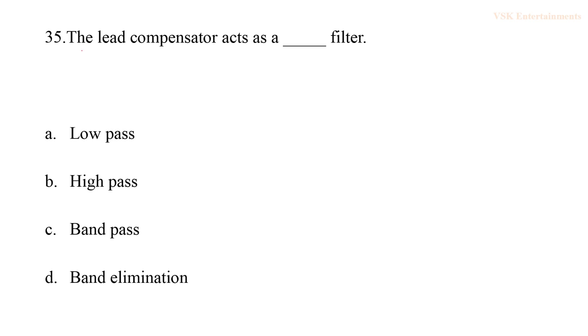Coming to next bit, that is, the lead compensator acts as a dash filter. Options are low pass, high pass, and band elimination. Okay, here just by knowing the property of lead compensator, we can conclude which type of filter. The property of lead compensator is, it allows only higher order frequencies. Coming to filters, filter is a circuit which allows a certain amount of frequencies by eliminating the remaining amount of frequencies.